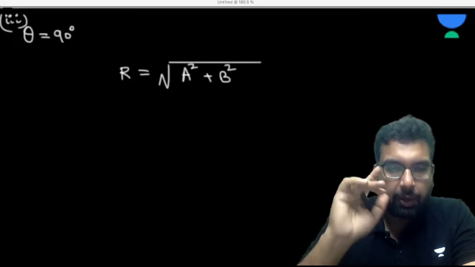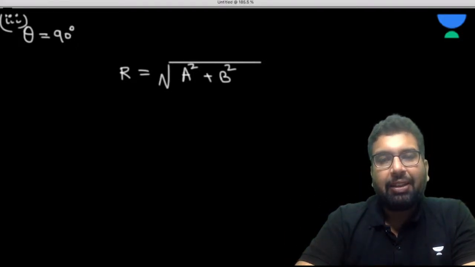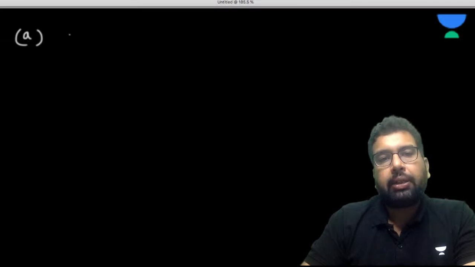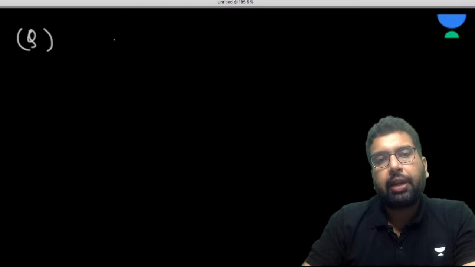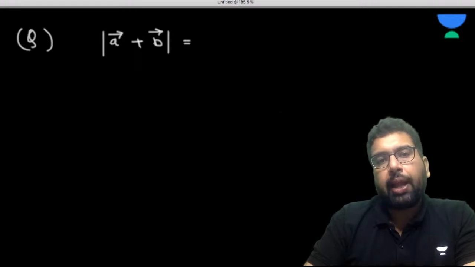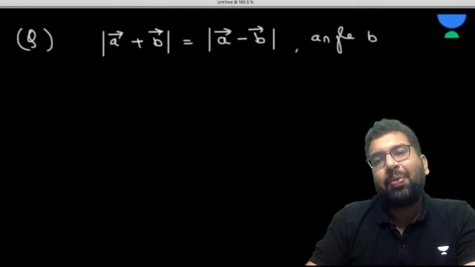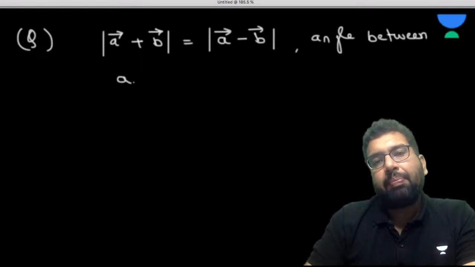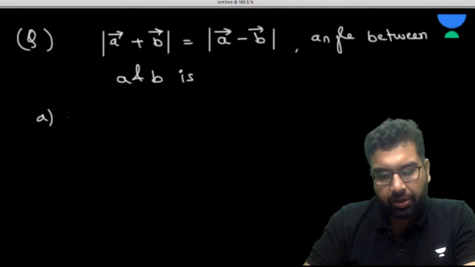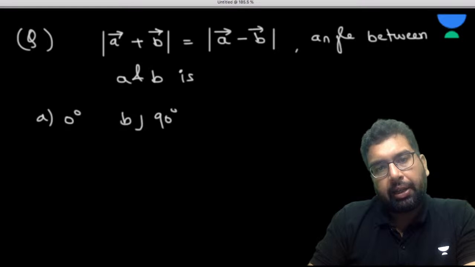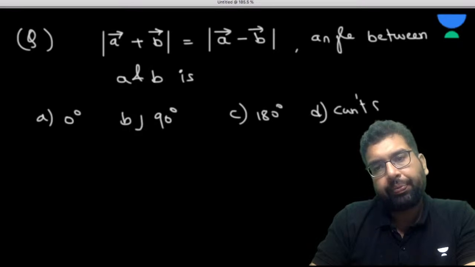Now please understand this. Let's try to do one question here. This is a very standard question. Two vectors are there, vector A and vector B. If they both are added, they give some magnitude, and if they both are subtracted, they give the same magnitude. Then the angle between A and B is: 0 degree, 90 degree, 180 degree, or can't say. Can you give me the answer to this?